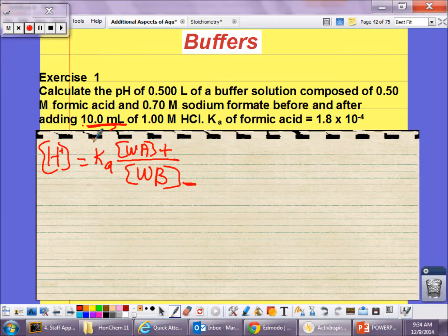Okay, so let's take that bracket off. We are going to use moles, so we don't have to worry about any volume. So what is the moles? Calculators, please. What is the moles of the weak acid? 0.25, and this is moles. What is the moles of the conjugate base? 0.35, and this is moles.